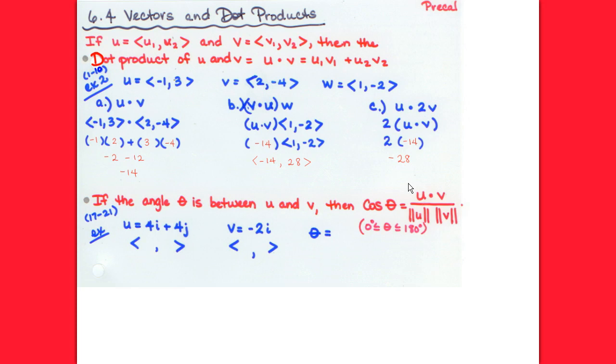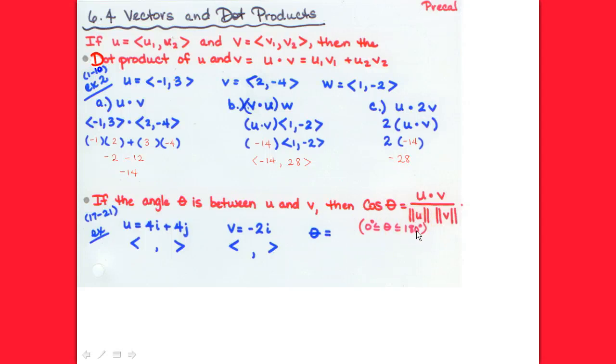Next thing they tell me on the bottom of page 459 is how I can find the angle between two vectors. All right, so let's say that you have two vectors drawn. You're just talking about the angle that is in between those. And we're going to specify that we're looking for an angle between 0 and 180.